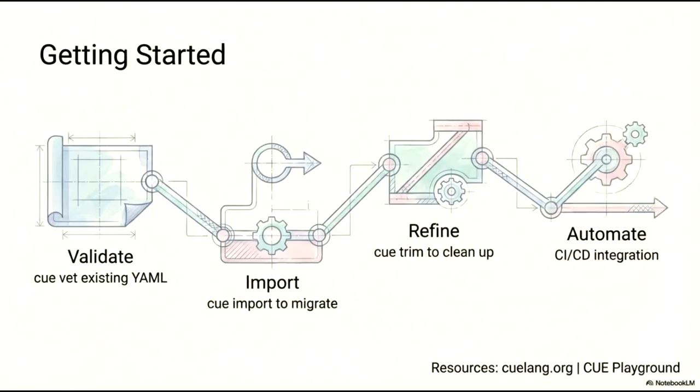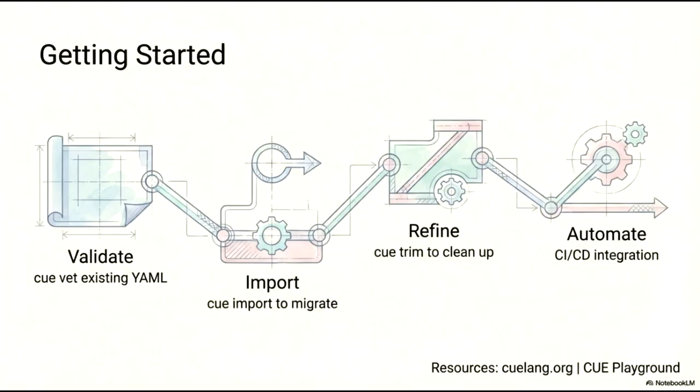To begin your journey with Q, we follow a structured 4-step process designed to transition existing configurations seamlessly. The first step is validate, where we utilize the Q vet command to verify existing YAML files against Q constraints. This allows for immediate quality assurance without altering your underlying data. Next, we transition to the import phase. Using Q import, you can migrate your current configurations directly into the Q ecosystem, converting them into structured, manageable code.